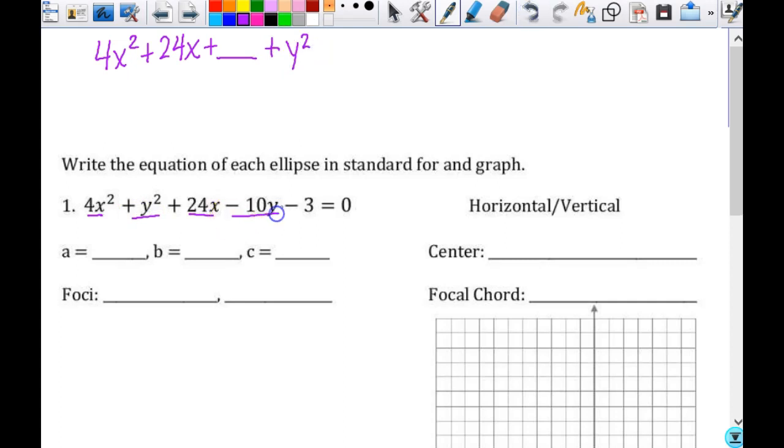And then this is a negative 10y. And then I would have to add something in here. And then I'm going to move the 3 over to get this. Okay? Everybody okay with that so far?